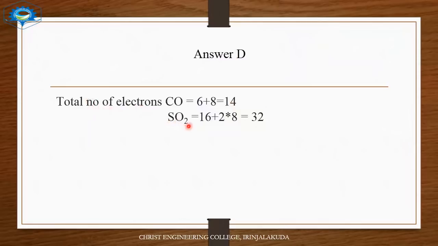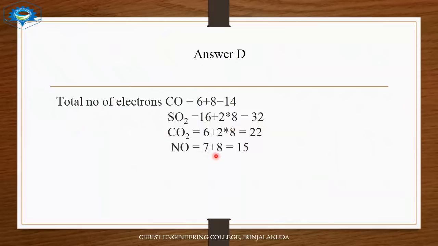Similarly, the total number of electrons in SO2. It is equal to sulfur's atomic number, 16. The atomic number of sulfur is 16, so only 16 electrons in an atom. Oxygen, there are 2 oxygens, so 2 into 8. So altogether 32. Third one, CO2. Carbon 6 plus 2 into 8, 2 oxygens. Altogether 22.